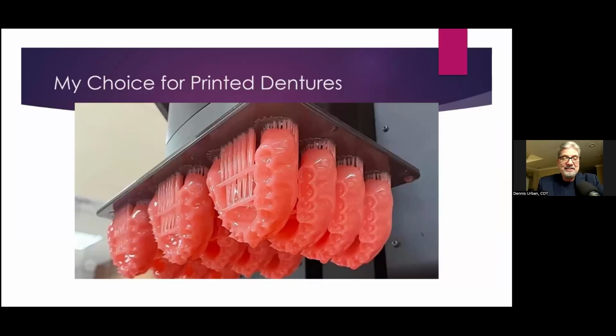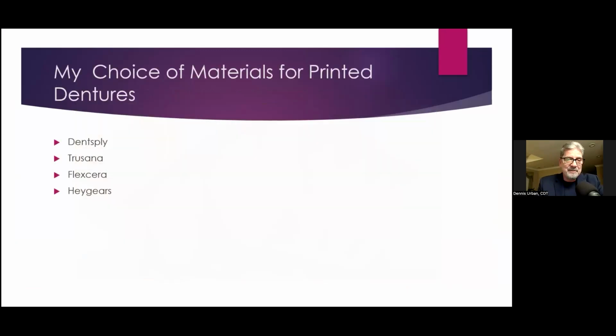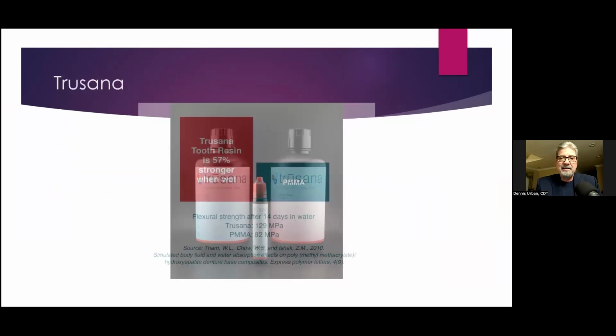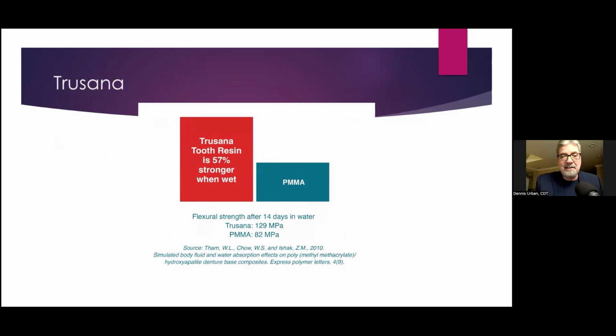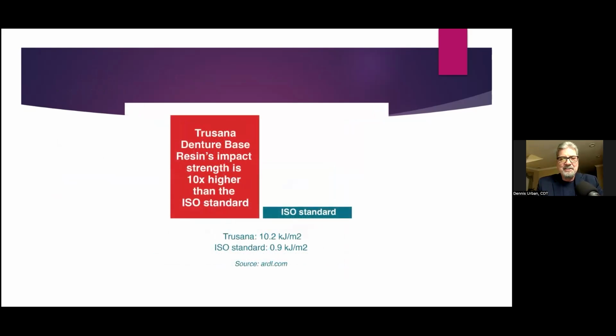So my choice for printed dentures in this order are Dentsply Trusana, Flexera, and Haygears. Those are the ones I find I've gotten the most accurate and successful and aesthetic results out of. So you're looking at Trusana. They have a great tooth resin. It's 57% stronger when it's wet. Isn't that something? And there are other printed materials that actually get stronger with the moisture in the mouth. Isn't that amazing? And the denture base impact resistance on Trusana is 10 times higher than the ISO standard. So it's a great material.